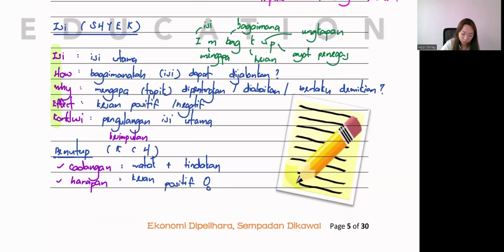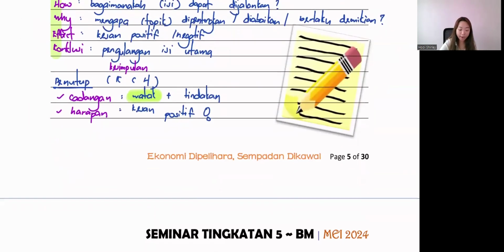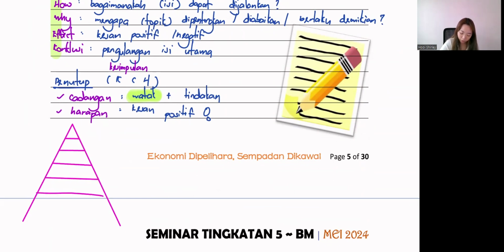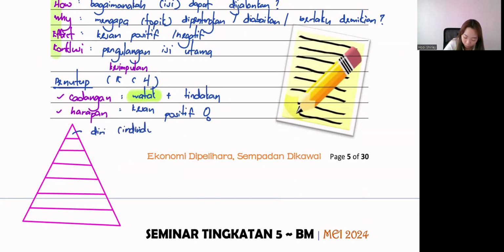Okay, now, the watak here, character. Every time when you want to write character and you got no idea, then always go back to the pyramid. Still remember the 7 layer pyramid about the character? 1, 2, 3, 4, 5, 6, 7. The 7 layer pyramid. The first one, what is this layer? The first one is what? Diri. So diri we always refer to like the individual.